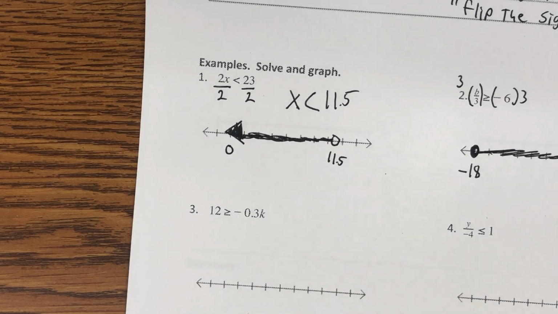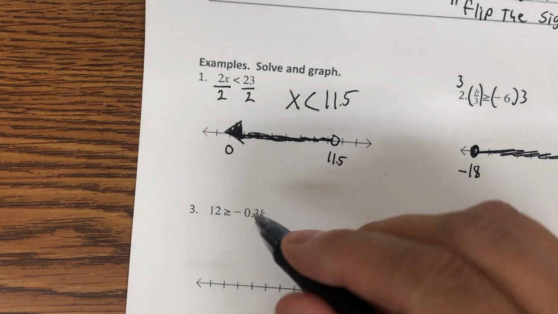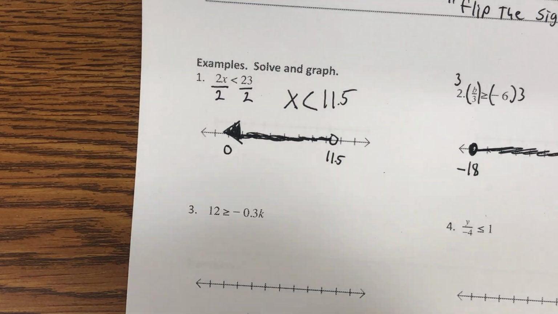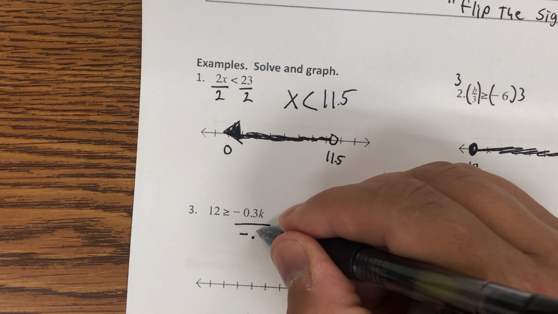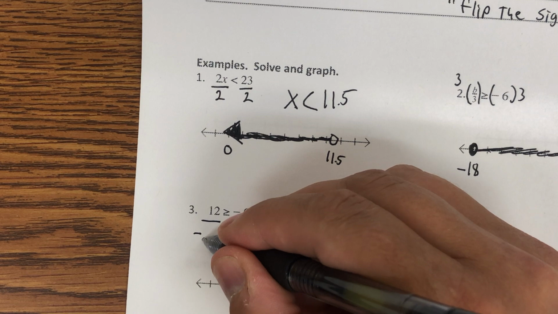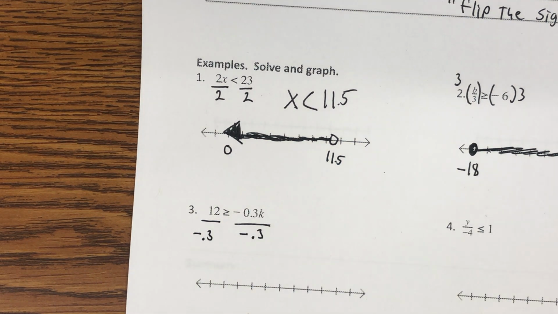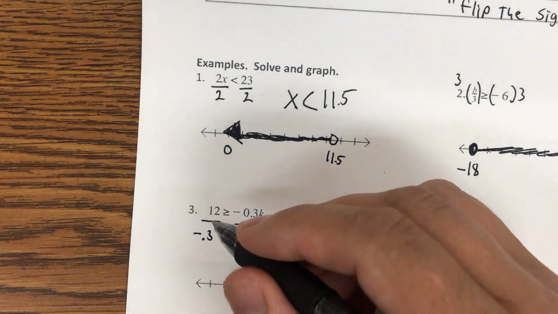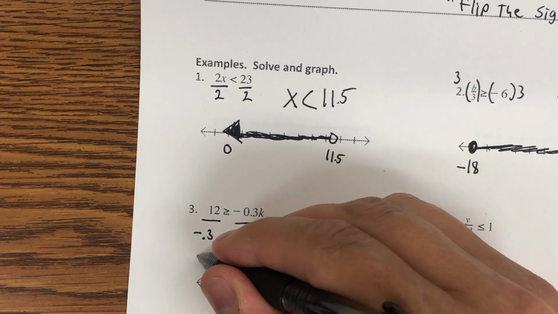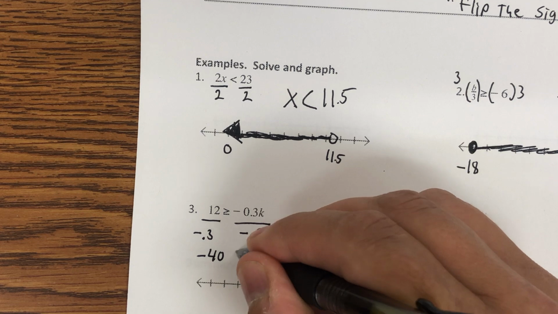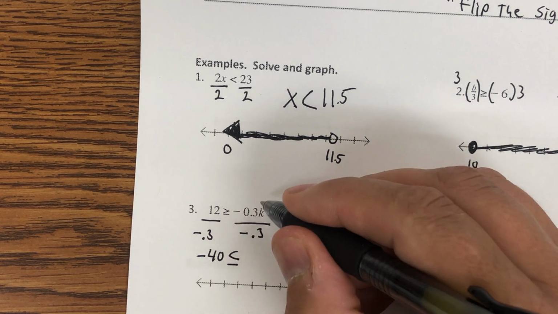Next example. 12 is greater than or equal to negative 0.3k. So k is being multiplied. Opposite of times is to divide, so I need to divide both sides by negative 0.3. Now in this case, I divided both sides by a negative, so I am going to have to flip the sign. So 12 divided by negative 0.3 is negative 40. So I have negative 40. Flip the sign, less than or equal to now.